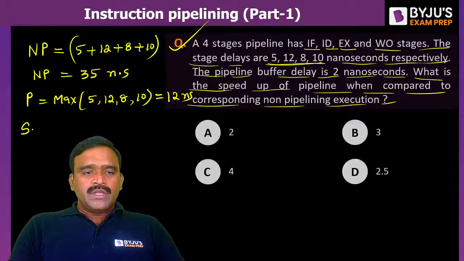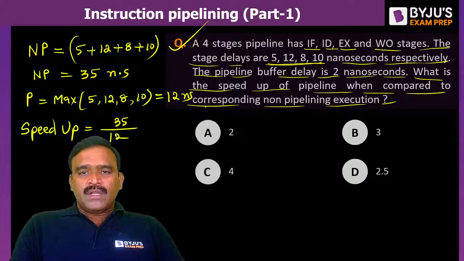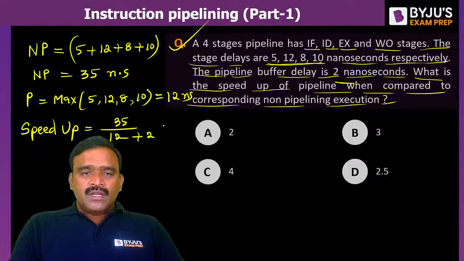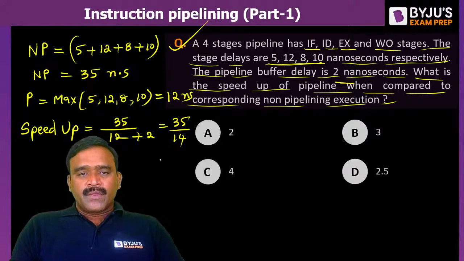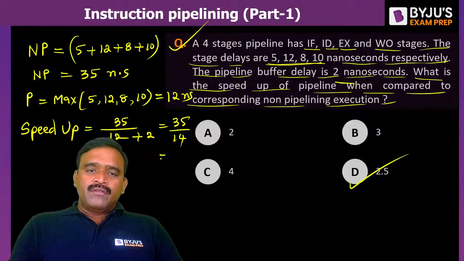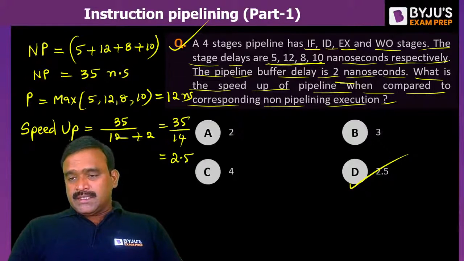Okay, so speed up is equal to non-pipelining time, 35, divided by pipelining time, 12 plus the buffer delay of 2 nanoseconds, which should be added. So 35 divided by 14. 14 2s are 28, 14 5s are 70. So exactly it is 2.5. 35 divided by 14 is 2.5. Option D is the right option.